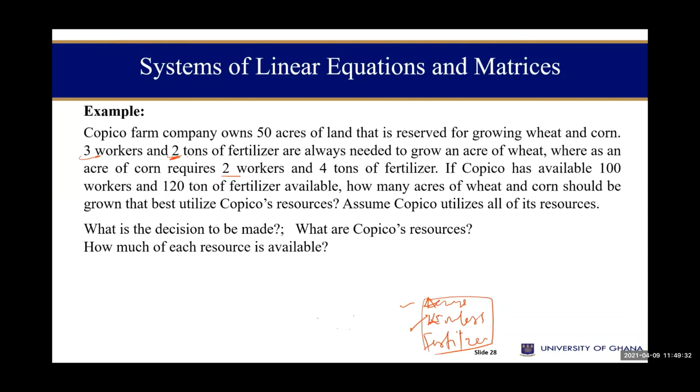Kopiko Farms, they own 50 acres of land reserved for growing wheat and corn. All they want to decide on is what? How much of this land should be allocated to grow wheat and the other to grow corn? Is that explainable? Then the next one is that they have workers and fertilizers to use to grow wheat and what? Corn. They have 100 workers and 120 tons of fertilizers available to use. How many workers should be allocated for growing wheat? How many workers should be allocated for growing corn? How many tons of fertilizers should we allocate for wheat and what?